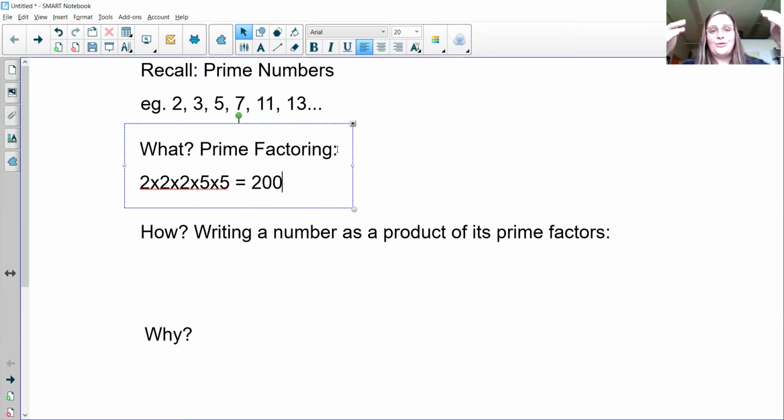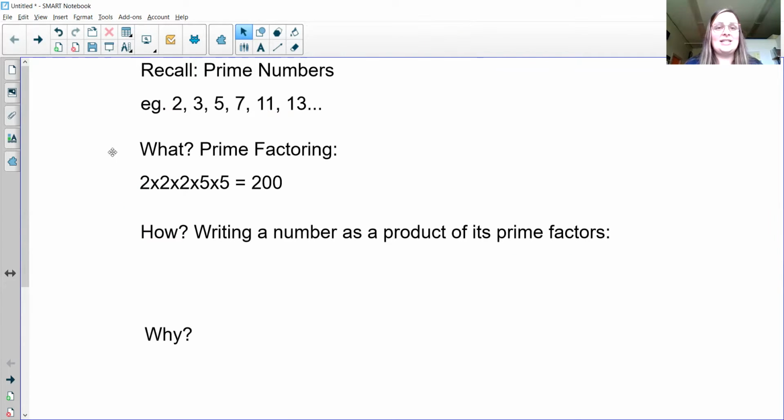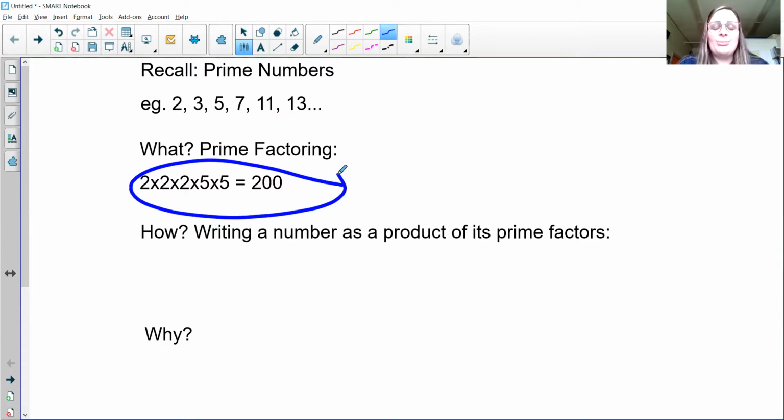It means breaking down or factoring a number all the way down until all you have left is all the prime numbers that make up that number. So how we do that is we like to write these numbers as a product of its prime numbers, like I did already. So this is one way to express your number as a product of its prime factors.